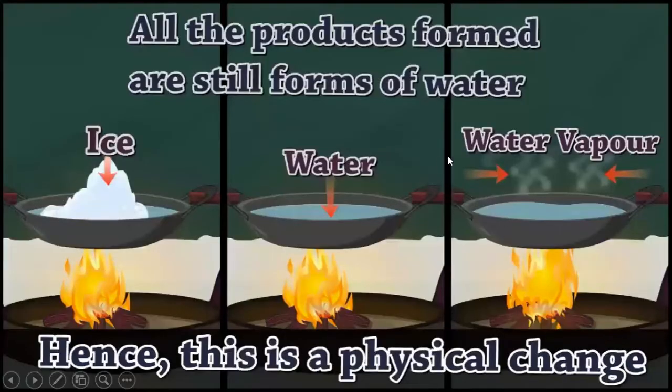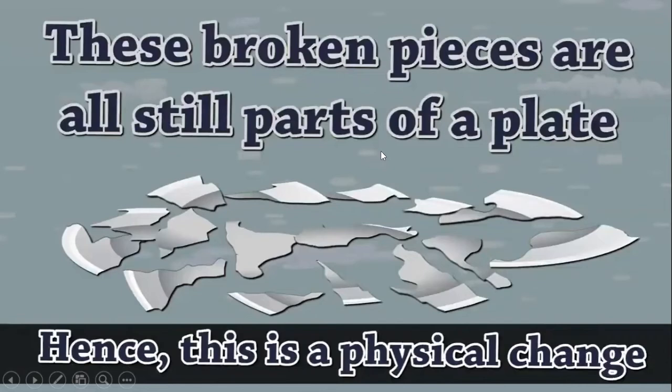Also we know that all the products formed are still forms of water. If ice melts, it becomes water, then the water evaporates and we get water vapor. All these things are physical changes, because all the products formed are still forms of water. Three different states of matter, but the same water. So it's a physical change. And if we break a plate, for example, these broken pieces are still parts of a plate. So this is a physical change.